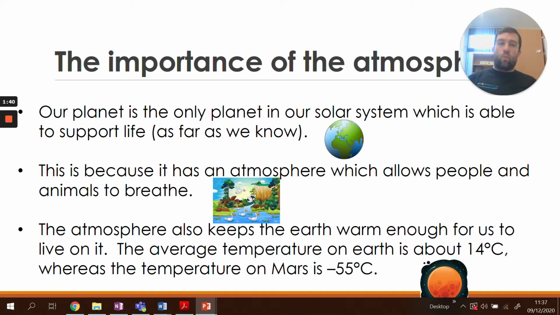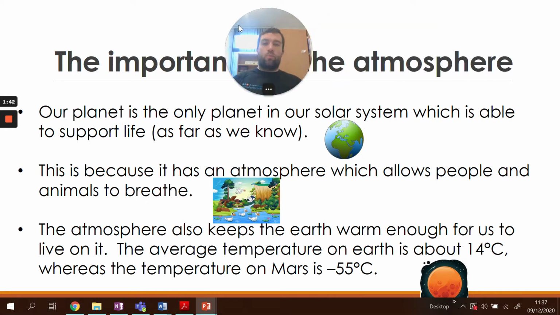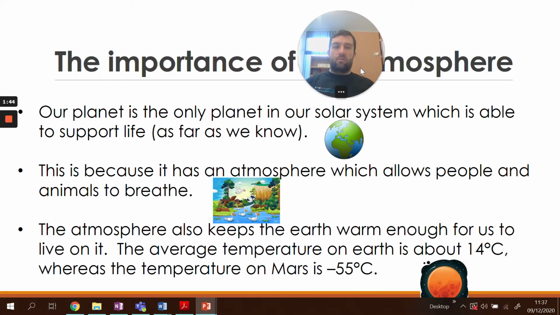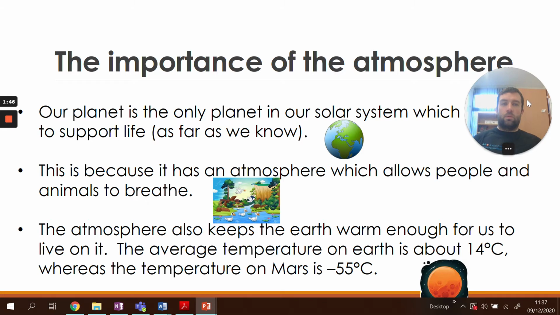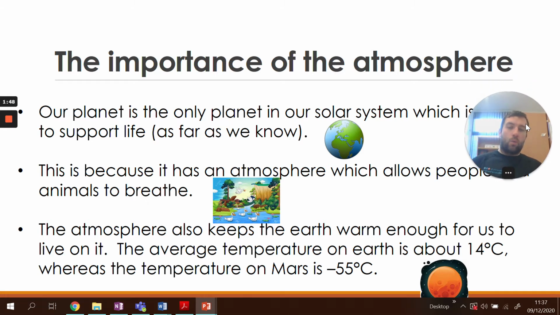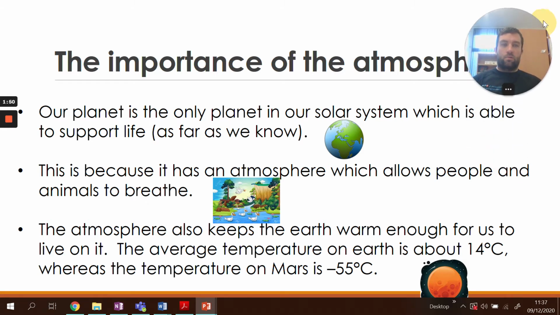So, why is global climate change important? Why do we need to understand our atmosphere? We want to look at the importance of the atmosphere and what it does for us. Our planet is the only one in our solar system that we're aware of which is able to support life, because of the temperature, because of the availability of water, and because of the atmosphere protecting us from dangerous radiation. Right?